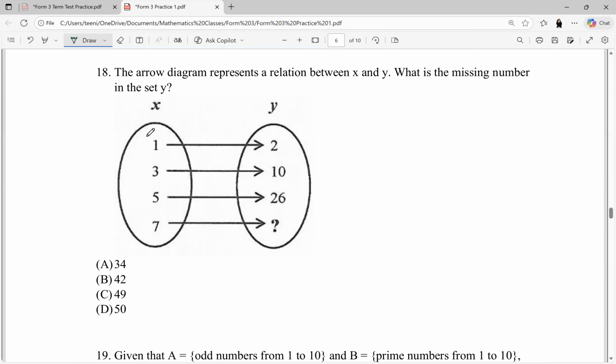Anybody figure it out yet? Yeah? What the relationship might be between x and y? You do something to x to get y. Yes. I think we are multiplying the numbers by themselves and just adding them. That's correct. So you are multiplying the numbers by themselves and adding one.